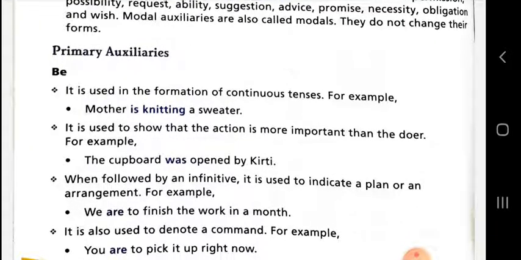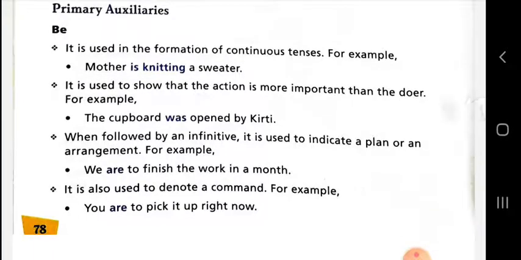Dear student, be means is, am, are, was, and were. It is used in formation of continuous tense. In present continuous tense, is, am, are is used. In past continuous tense, was and were is used. For example, mother is knitting a sweater. Mother was knitting a sweater.